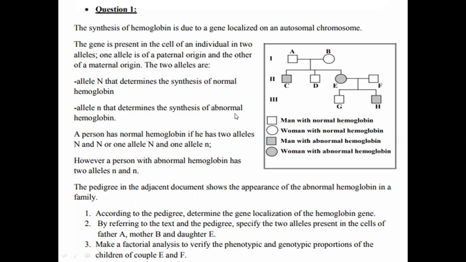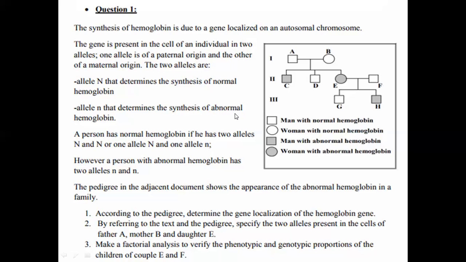They use capital N and small n for dominant and recessive. Avoid using this. Use capital N for the normal and let's say small d for the disease, or small a for the affected, or small h for abnormal hemoglobin, whatever. But don't use the same one. Okay? So here you have to use this.